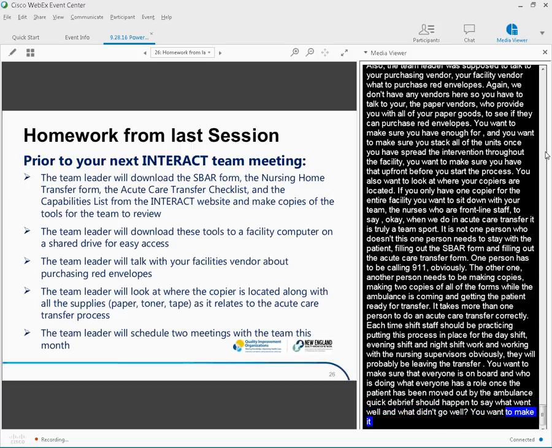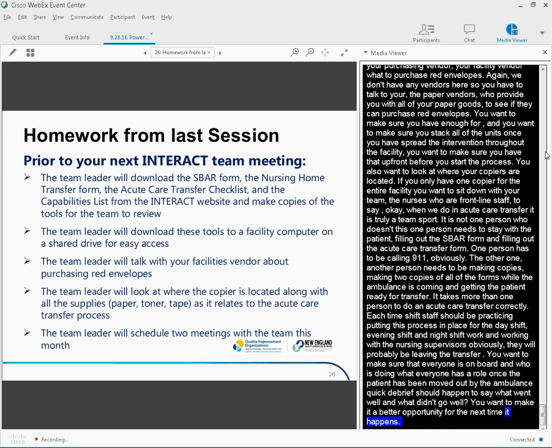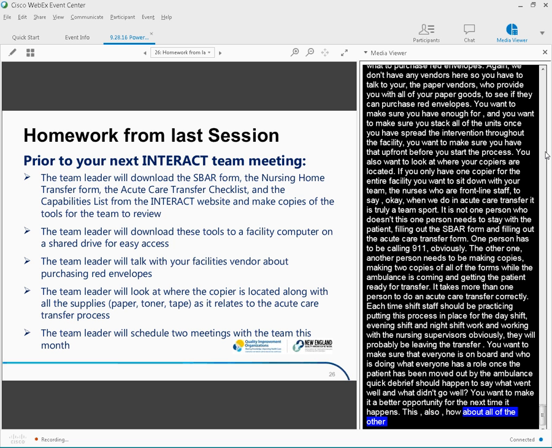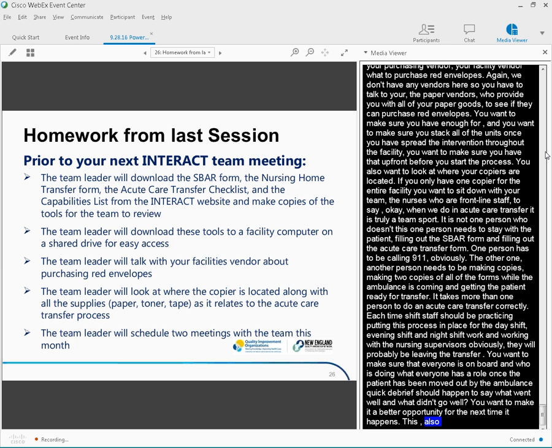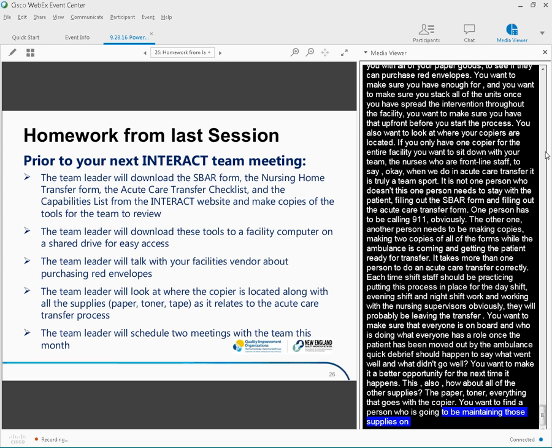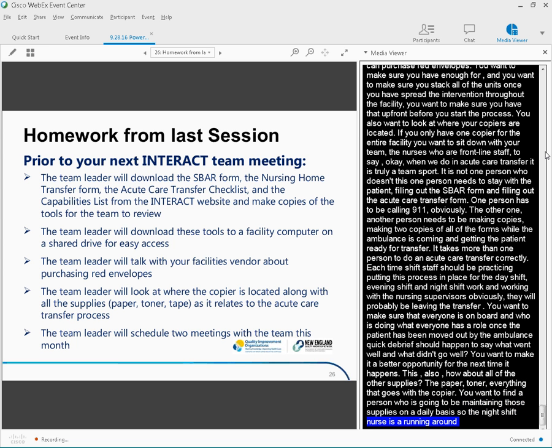And then, you're not only going to be looking at the copiers, but how about all the other supplies, the paper, the toner, everything that goes with the copier. You want to make sure, and you want to find that person who's going to be maintaining those supplies on a daily basis so that night shift nurse isn't running around looking for paper because somebody didn't add the extra paper before they left for the day.